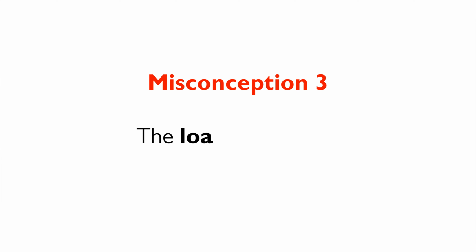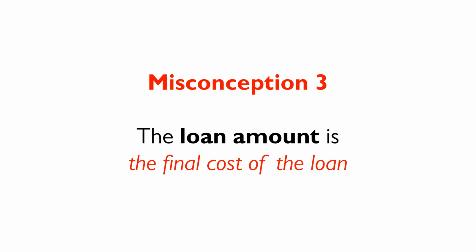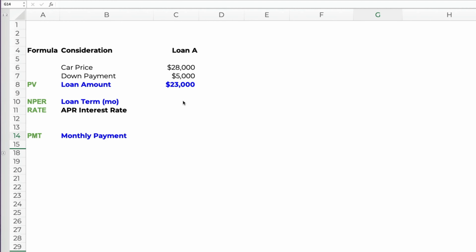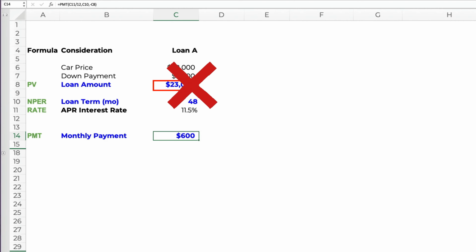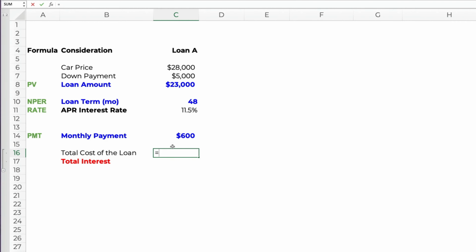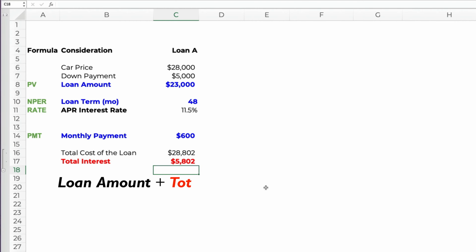The third misconception is that the loan amount is the final cost and includes interest. Let's say we have a loan of $23,000 for 48 months at 11.5%. So the monthly payment would be $600. Some people believe that the loan amount, the $23,000, already includes interest, but it doesn't. To find the total cost of the loan, you take the monthly payment of $600 multiplied by the loan term. If you subtract the loan amount, you see how much interest you're paying. The interest is on top of the borrowed amount. In our case, the $5,802 is on top of the $23,000 that we borrowed.